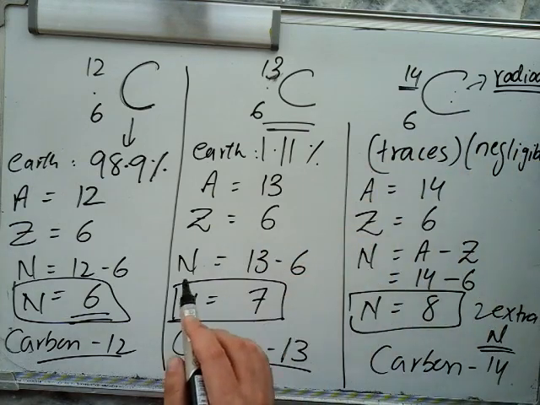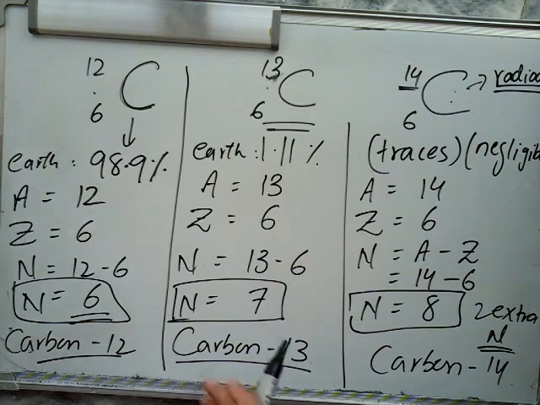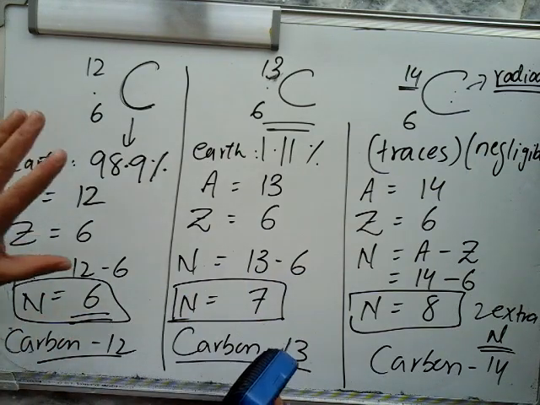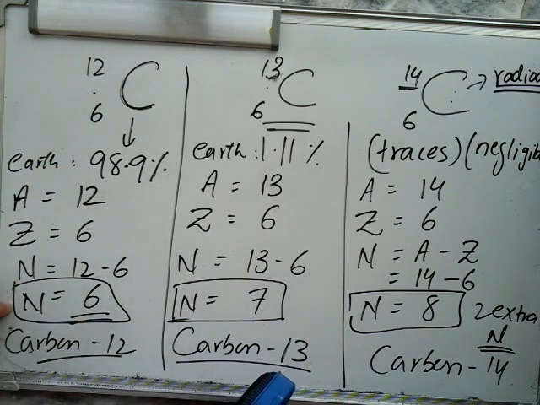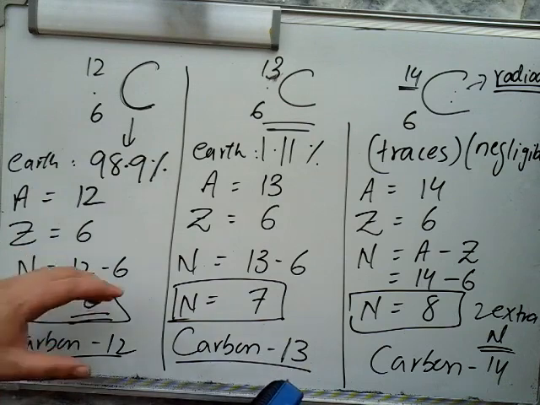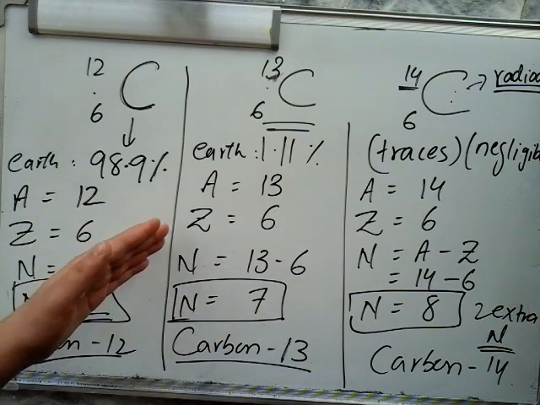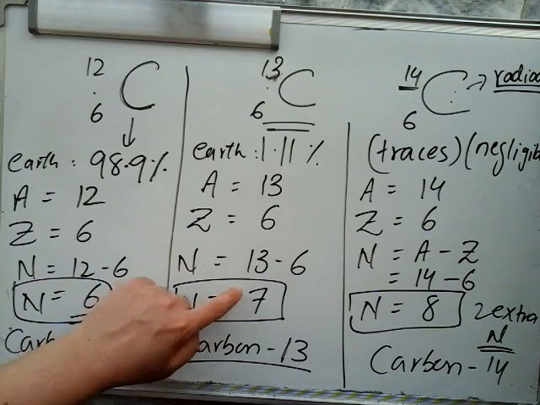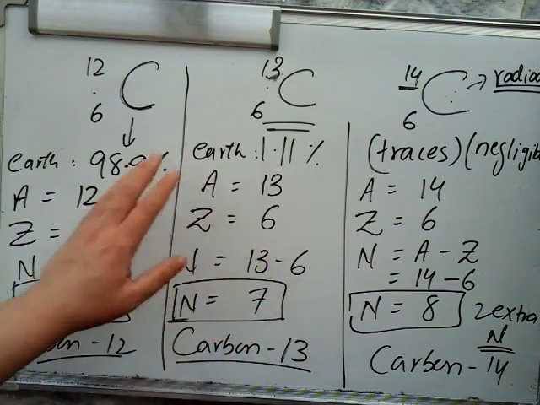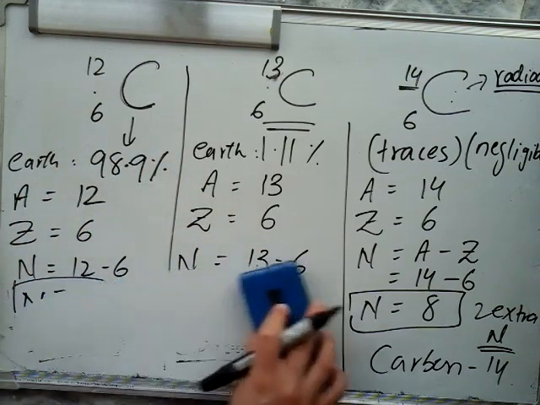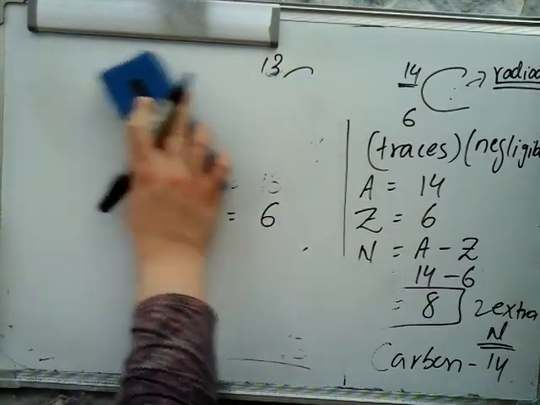So this is the concept related to radioactivity, and you can find the neutrons of each isotope by subtracting the atomic number from the mass number. Is that clear?